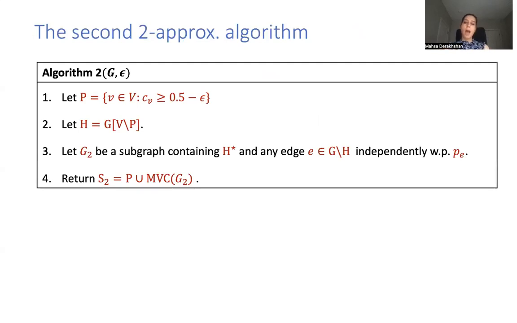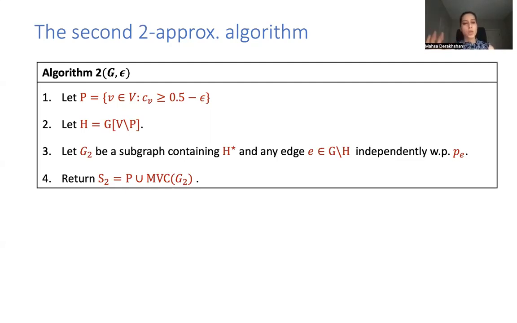Okay. Now, the second algorithm is as follows. Let me also mention that all the algorithms that we design in this paper have a similar framework. You first take a subset P of vertices, commit those to the minimum vertex cover, and then query the edges that are not covered by it, and also find the minimum vertex cover of those, and return the union of these 2 sets. Here, P consists of vertices that have C_v larger than half minus some epsilon.